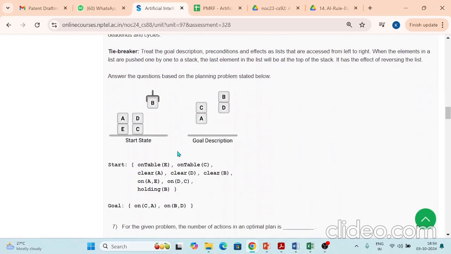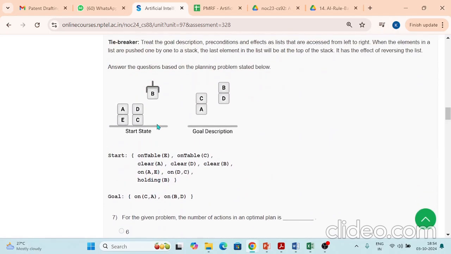These are the preconditions, add and delete effects they had given. This is the start state and this is the goal state. How do they define the start state? First, E is on the table, so on table E, and C is also on the table, on table C. Next, A is on E, so on A, E. D is on C, on D, C. We are not having anything on A, so clear A. We are not having anything on D, so clear D. And they mentioned clear B also.